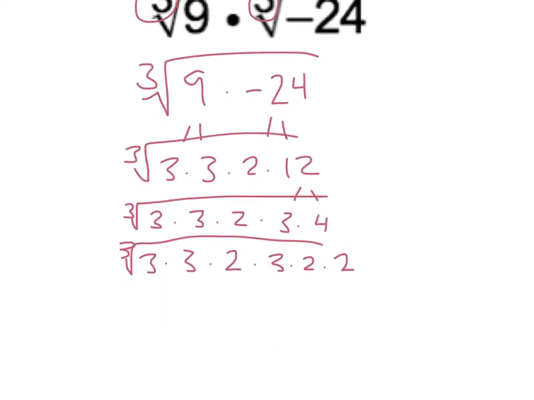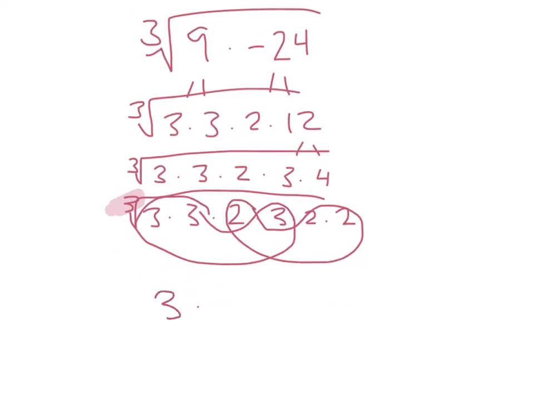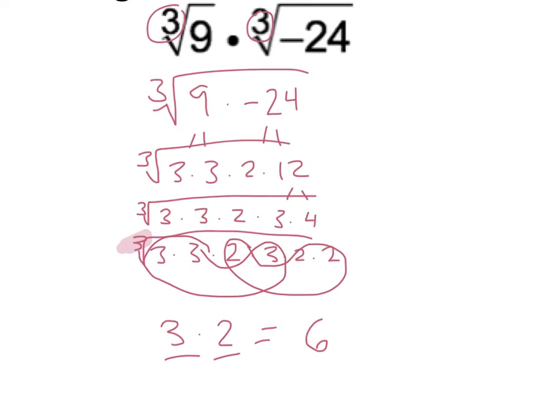So now we're going to group our numbers together. And remember, we're circling 3 numbers in each group since our index is 3. So we have 3 3s that we're going to circle, and we have 3 2s that we're going to circle. So we're going to take out a 3 and we're going to take out a 2. So in the end, we're just going to multiply 3 times 2, which gives us 6. Now, if we have an odd index and a negative on the inside, our answer is going to end up being negative. So our answer is negative 6.